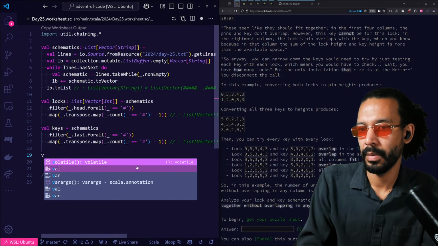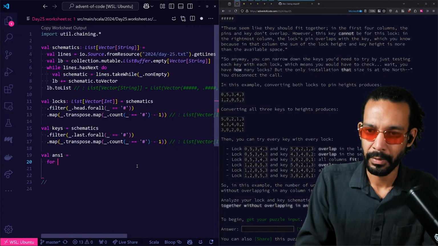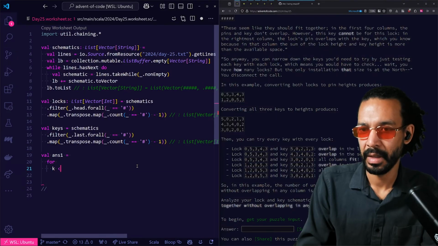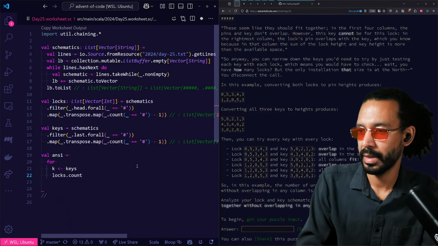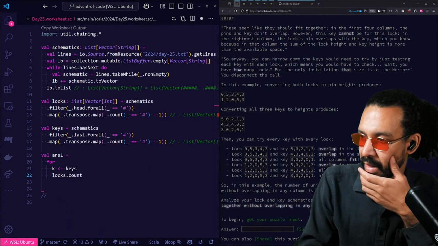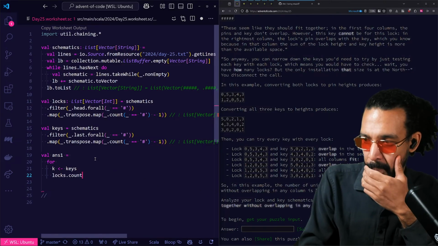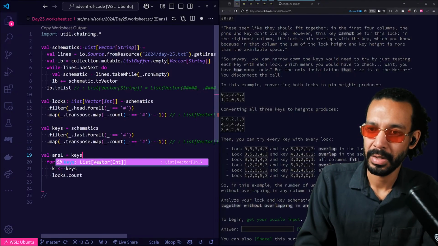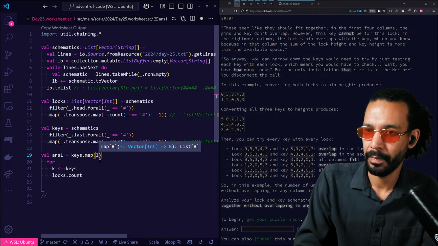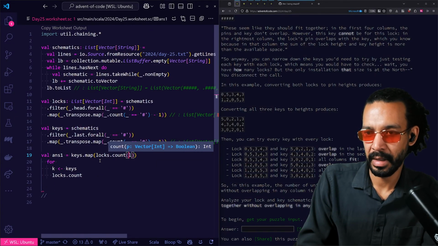And then our answer is going to be for key and keys. We do locks.count. How many unique lock key pairs fit together without overlapping in any column? Okay, and I hope there are no duplicates. So we'll just do keys.map locks.count. So given the L and the K.